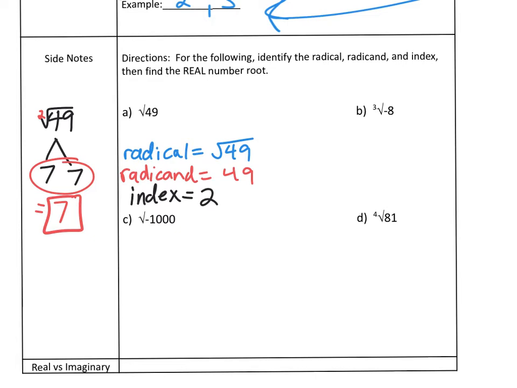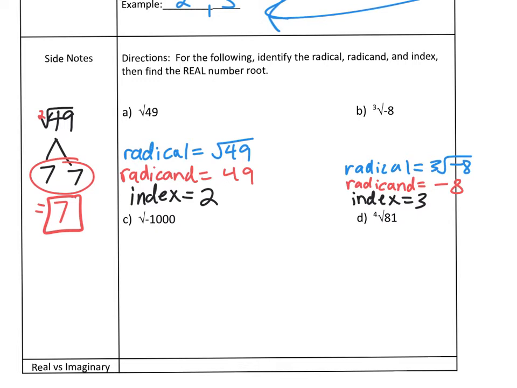Okay. Letter B, we've got a cubed root of -8. What is the radical? Yep, cubed root of -8. What is the radicand? Yep, just the, what's everything underneath? The -8. You do have to include that negative since it is underneath of that root symbol. Okay, and then we've got our index. What is that? It's 3. Cool.